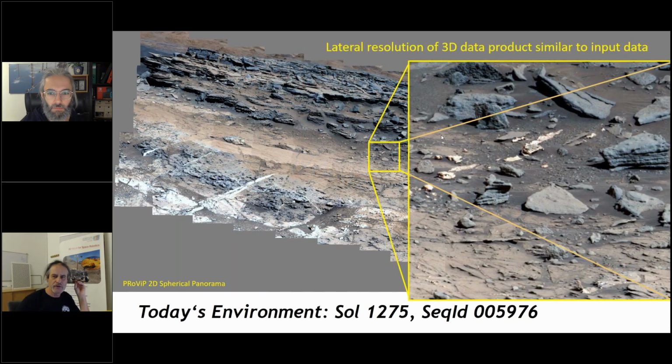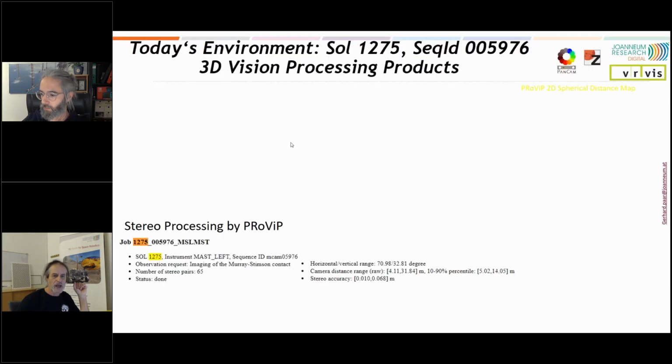And as you see also, we chose a lateral resolution of the 3D data product which is similar to the input data. So we have, I think, 65 different stereo patches, and each of the stereo patches had been processed using the ProVip, and they have been stitched together using SPICE information and TAVOR information. And what you see is the integrated result that Thomas will be using to demo the software.